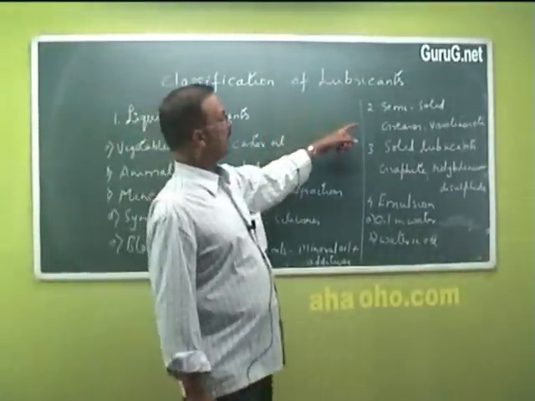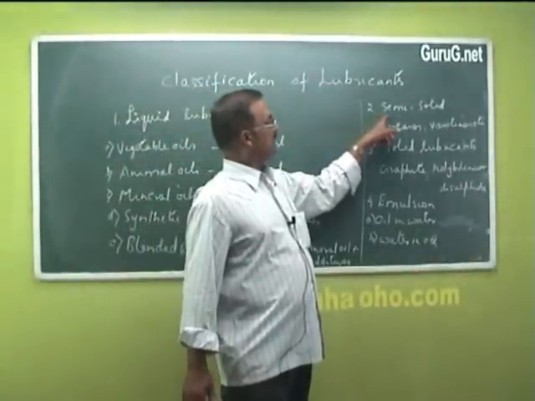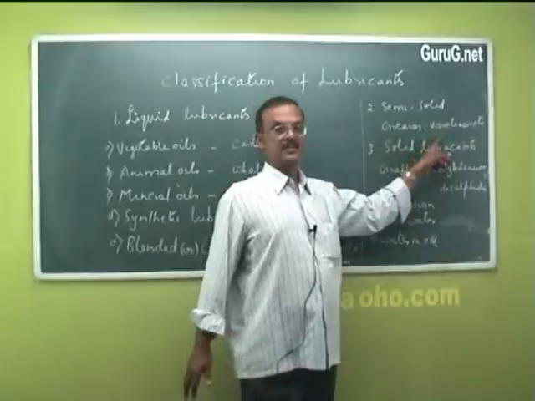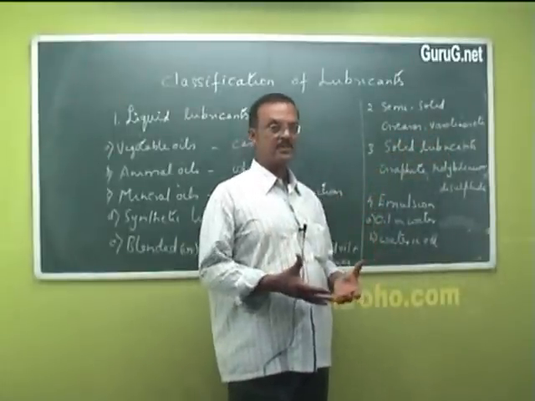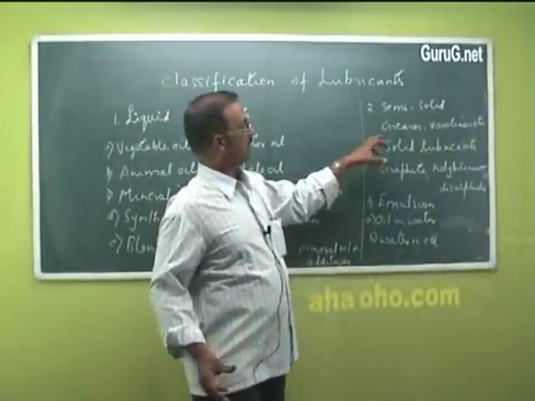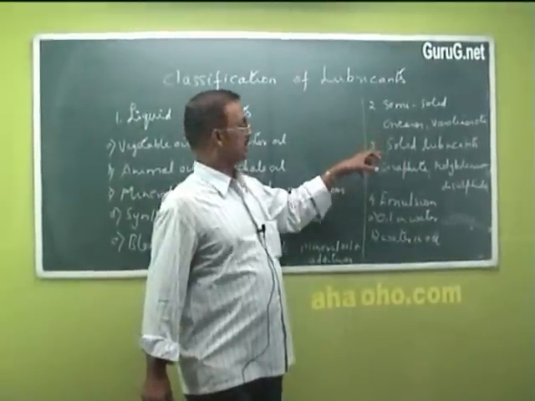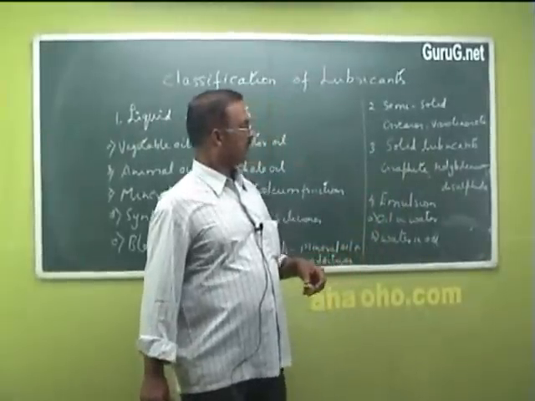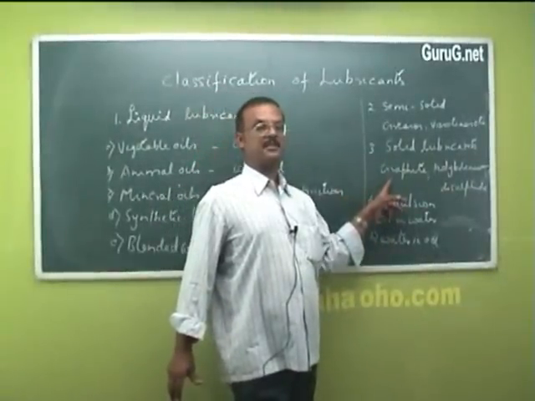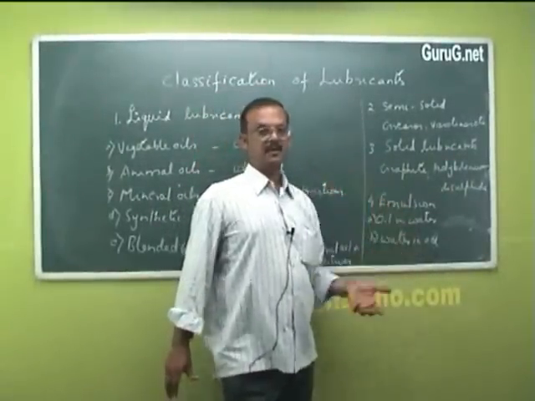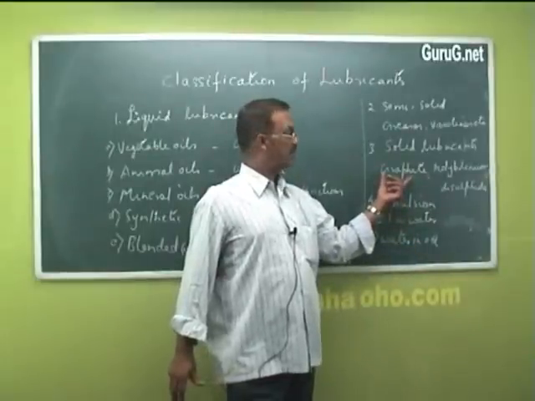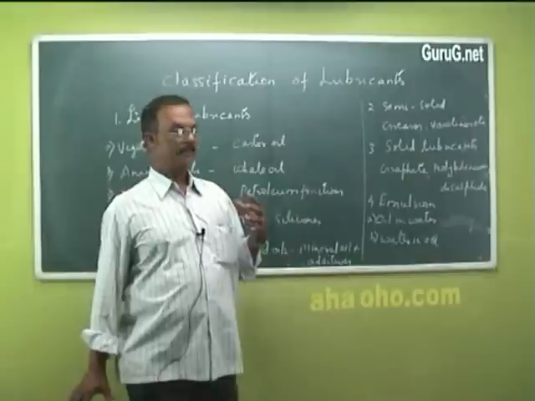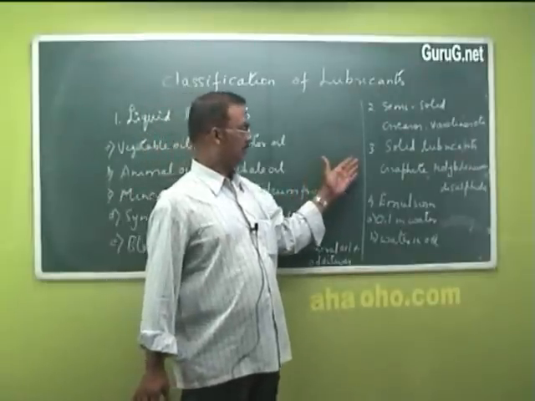Then coming to the second class of lubricants, these are semi-solid in nature. For example, greases and vaselines. They are neither pure solids nor pure liquids, and they can function as lubricants. Third, we come to solid lubricants. The most well-known example is graphite. It is nothing but a form of carbon, and this is also a very good lubricant. And molybdenum disulfide is another solid material which is also used as a lubricant.